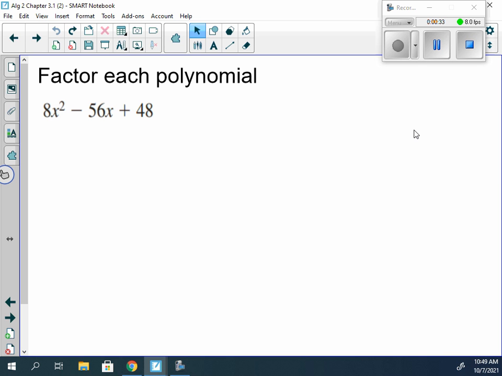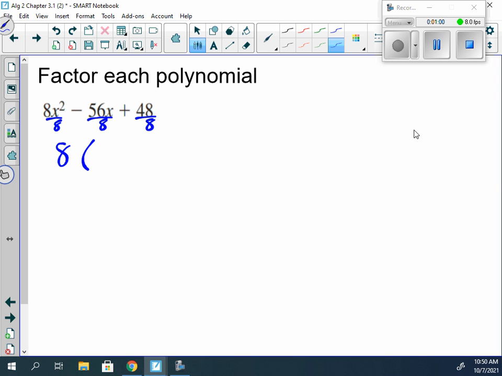Now we look at factoring, and we went through the steps yesterday. So we look at this first one here, 8x squared minus 56x plus 48. Our first step was to do what? Find the greatest common factor. So is there a greatest common factor between these three terms? 8. And we can factor it out. And when we factor a term out, we're really dividing each of the individual terms by said number.